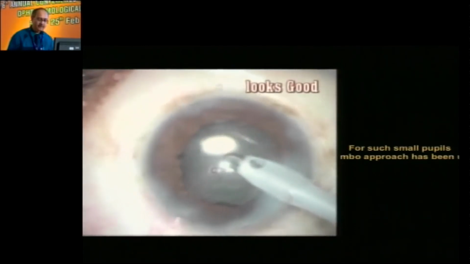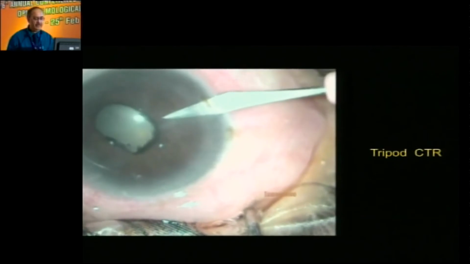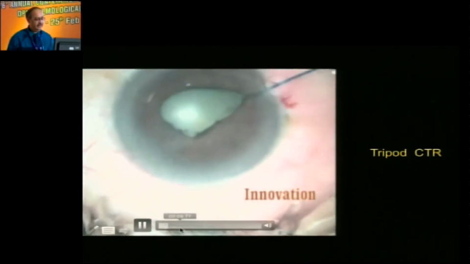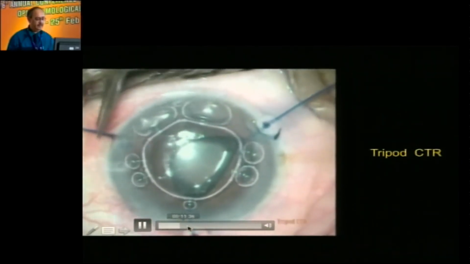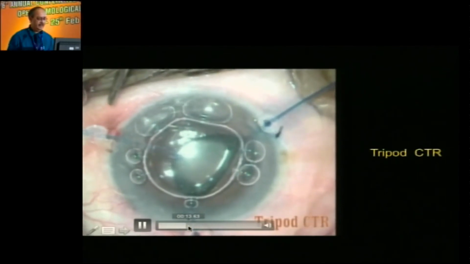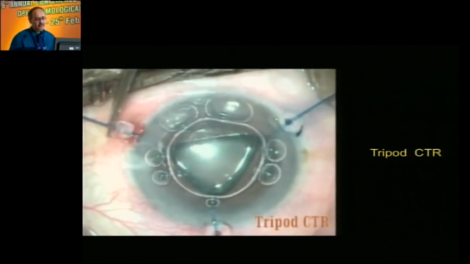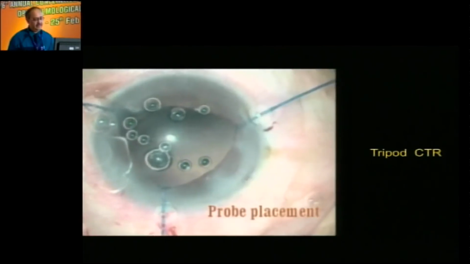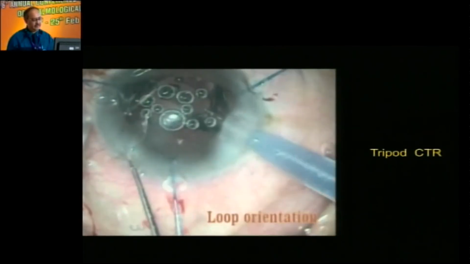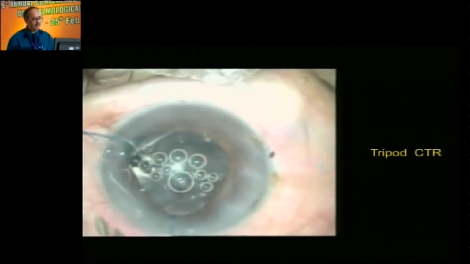The point, looking into from where we have started. We did some innovation, and instead of putting a 4 iris hook, I shifted to a tripod CTR. So instead of making 4 ports, you can actually save 1 port. If you plan it as I told you, the things become simpler. So instead of a quadrangle, you can use a tripod.